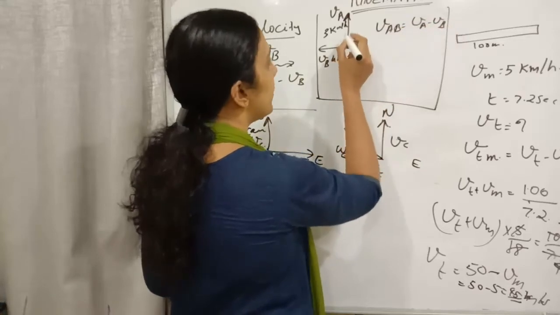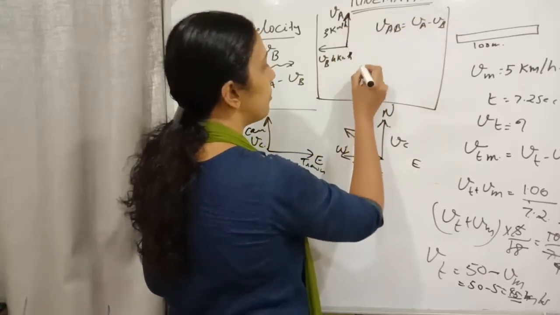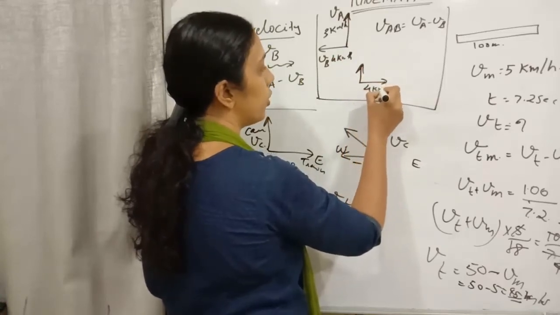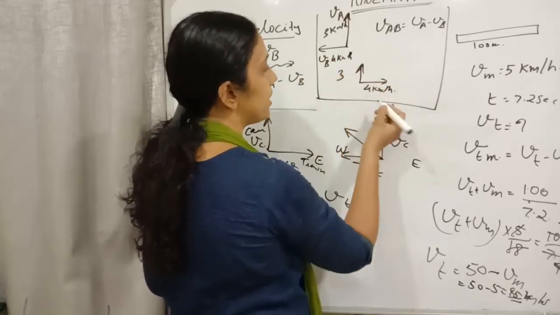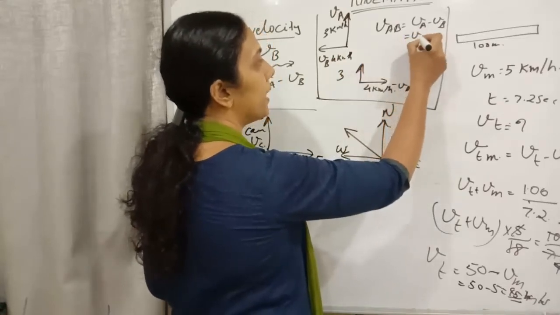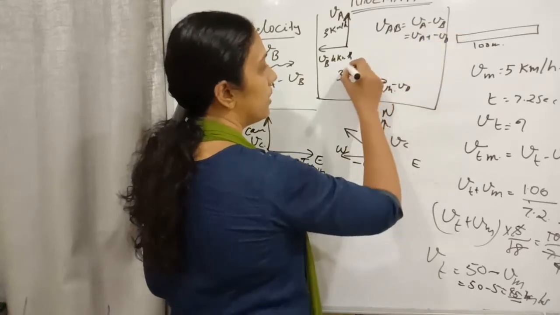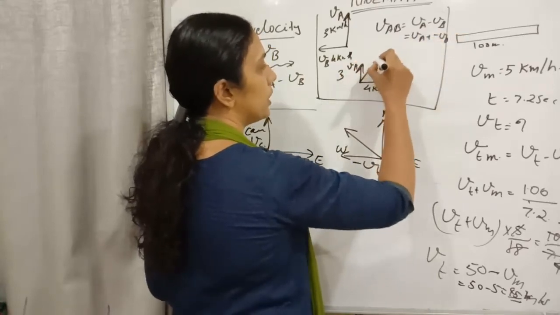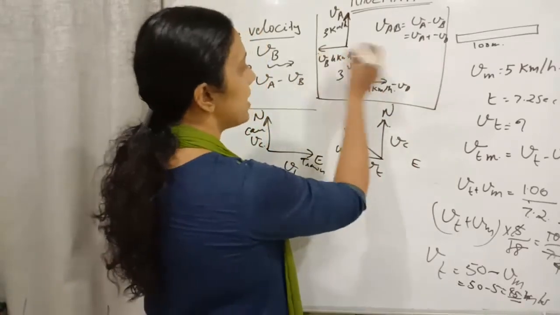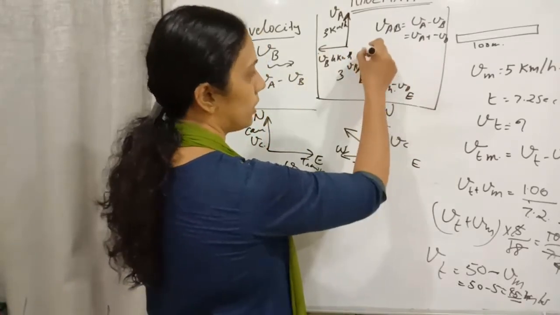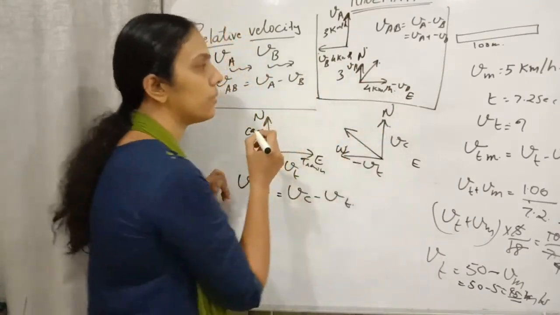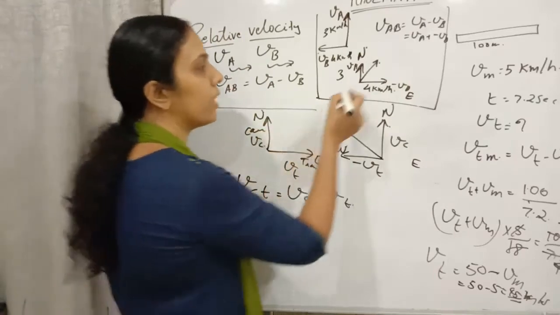So VA is acting in this direction, and minus VB should act in this direction. Right? This is 4 km per hour and this is 3 km per hour. This is minus VB, so VA plus minus VB. This is VA. The relative velocity will act in this direction. With west, east and north, it will be the northeast direction. Now we are going to find the value of the direction, alpha.